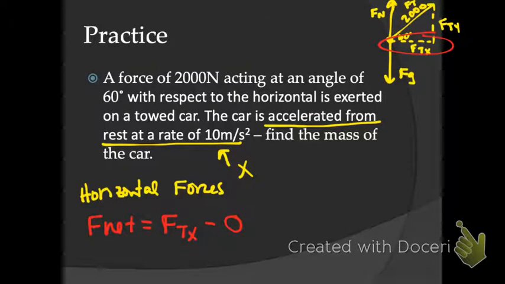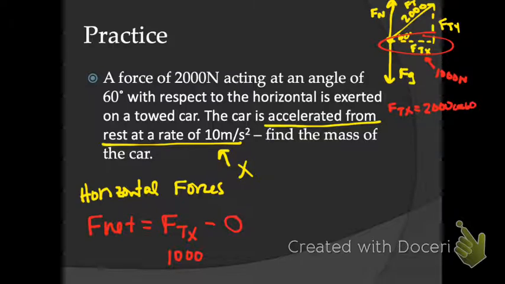So our goal is to solve for the mass of the car. Can we solve F T X? Can we know the x component of that force? Yes, using sine, cosine, or tangent. So if that's the adjacent side, I'm going to take 2,000 times cosine of my angle, 2,000 times cosine of 60, and I get a force of 1,000 newtons. Right? To solve for F T X, I get 1,000 newtons by doing 2,000 times cosine of 60.